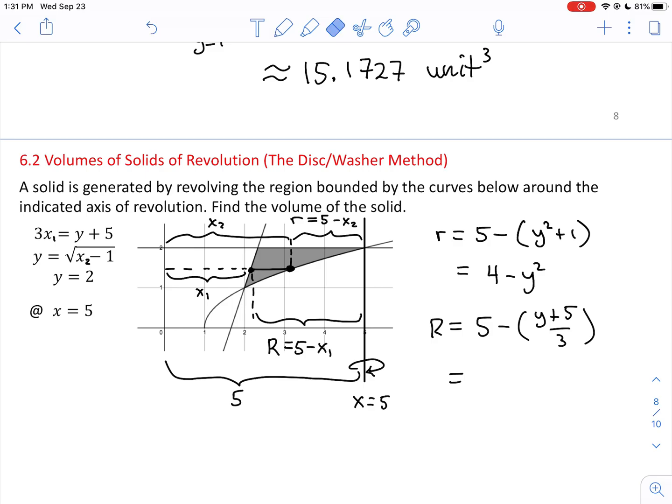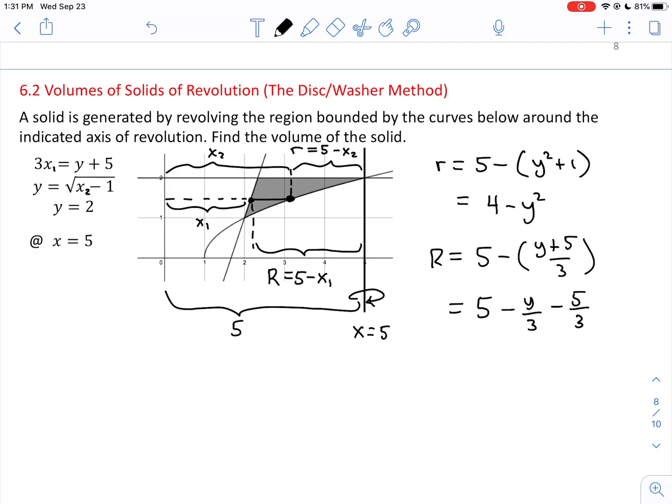When you commit that subtraction to this fraction here, you're going to want to commit it to the entire numerator. So it really winds up being 5 minus, and I'm going to split this 3 up as well. So we have minus a y thirds and then minus a 5 thirds. And so I have to do 5 minus 5 thirds. That's going to be 15 thirds minus 5 thirds. That gives me 10 thirds. So we have 10 thirds minus y thirds. You could just write that as (10 minus y) all over 3.